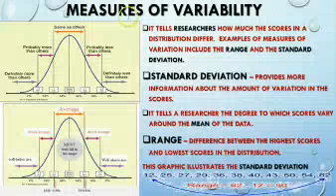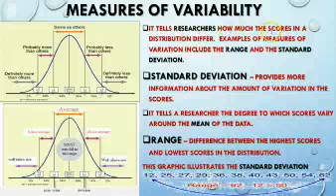Then we have measures of variability. This tells researchers how much the scores in a distribution differ. Examples of measures of variation include the range and the standard deviation. Now, the standard deviation provides more information about the amount of variation in the scores. It tells the researcher the degree to which scores vary around the mean of the data.